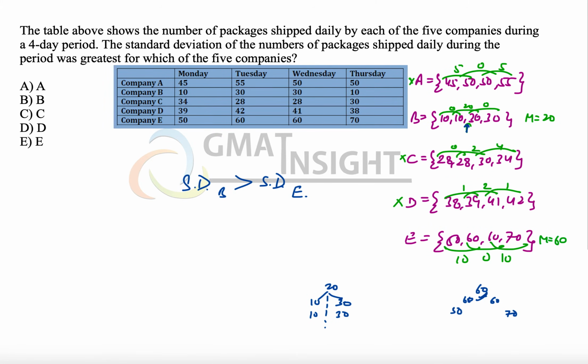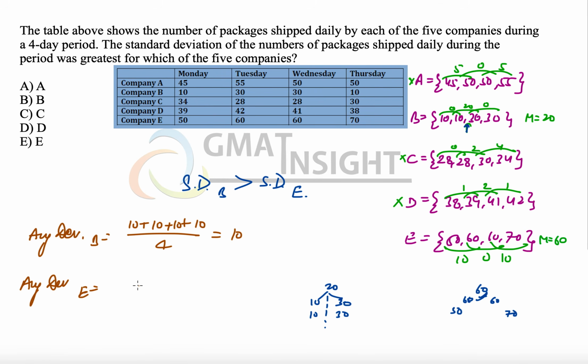An alternative methodology to answer the question is that you can find the mean of set B. So the average deviation of set B can be calculated from the mean 20. The deviation of 10 is 10, the deviation of another 10 is 10, the deviation of 30 from 20 is 10, the deviation of the next 30 from 20 is again 10, and we have 4 such deviations. So the average deviation comes out to be 10.